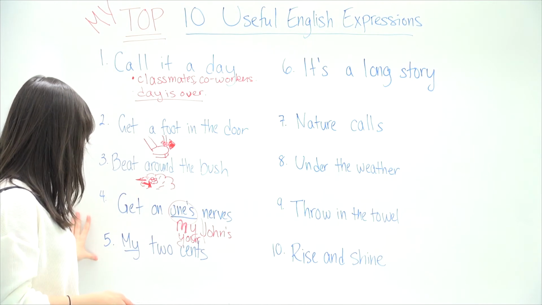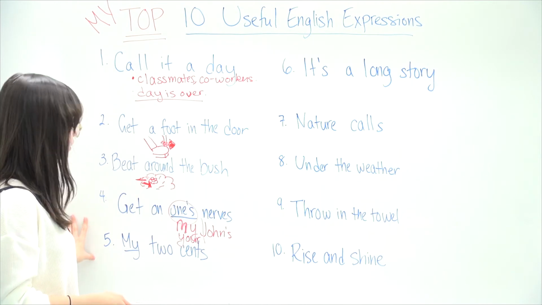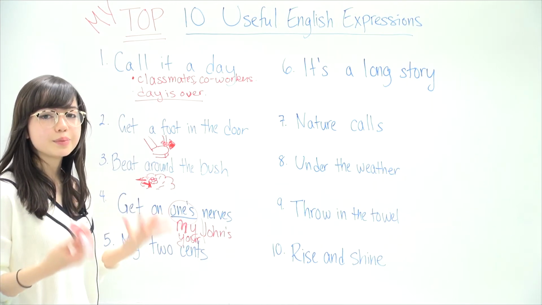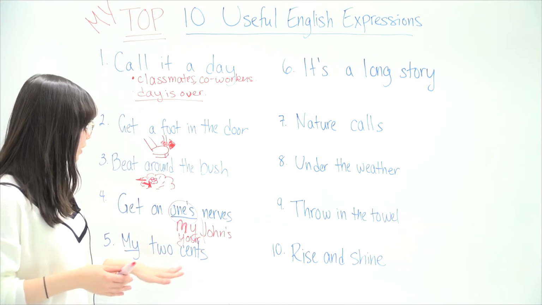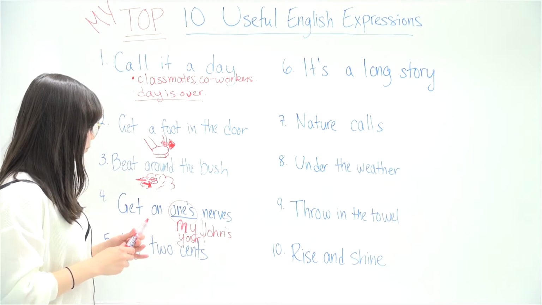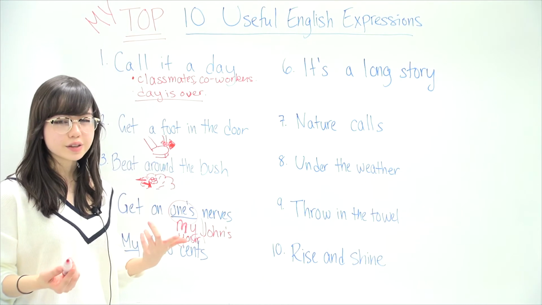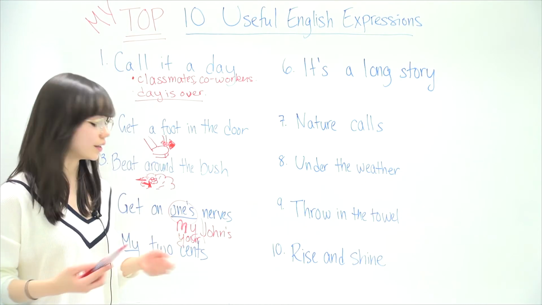So I have number 5. It's my 2 cents. My 2 cents means an opinion. So when you're using this in a sentence, you want to say, well, my 2 cents is that I think we should go to the movie theater.